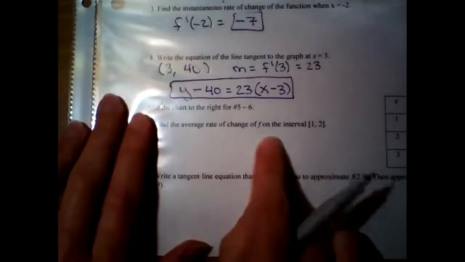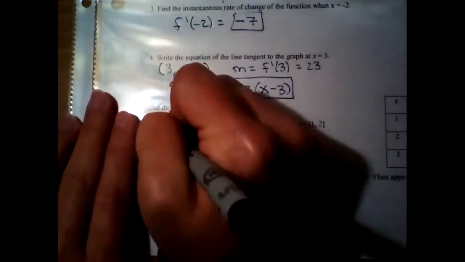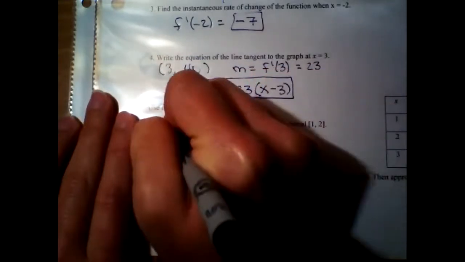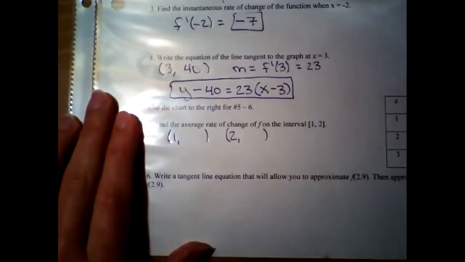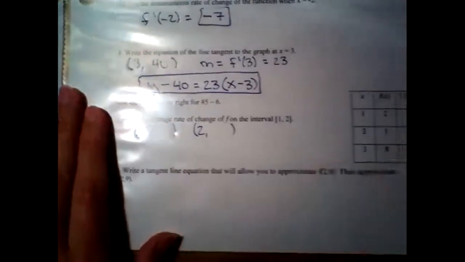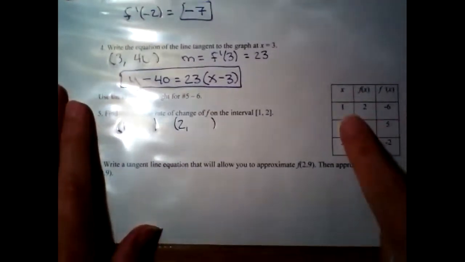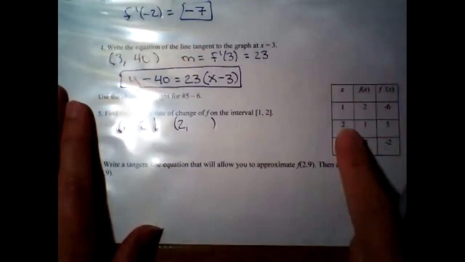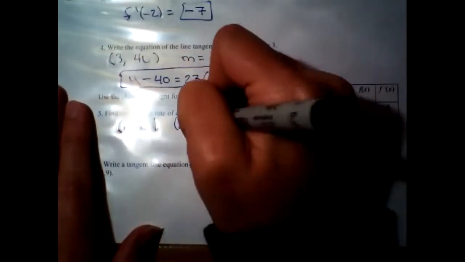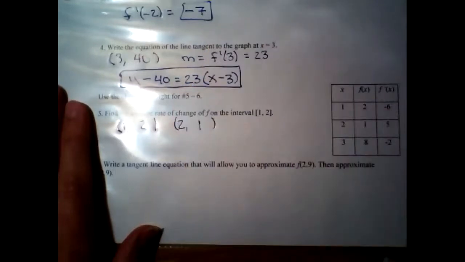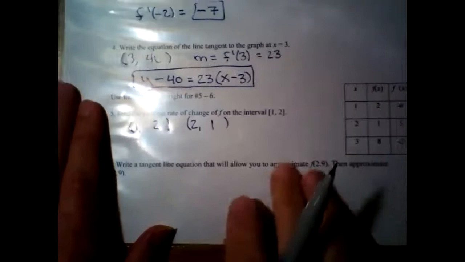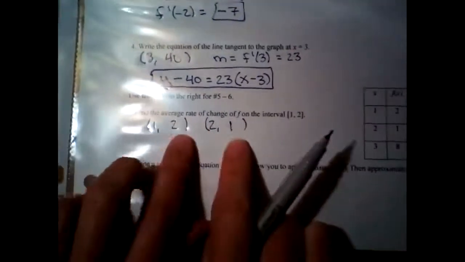Average rate of change of f on the interval 1 to 2. So that means slope from 1 to 2. So we need f of 1 and f of 2. So f of 1 is 2, and f of 2 is 1. I didn't mean to make that confusing. I typed a bunch of numbers in, and I guess I wasn't paying attention. I just made them all up. They were 2s and 1s. That's okay. This is what we got.